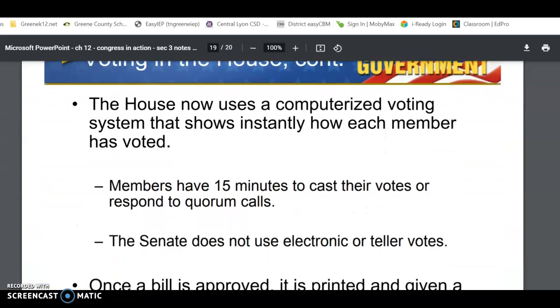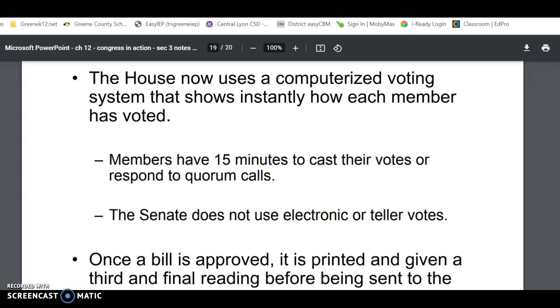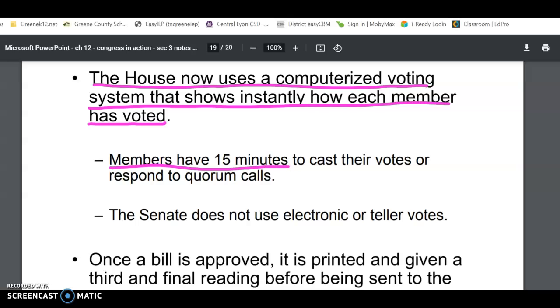So same heading, voting in the House continued. The House now uses a computerized voting system that shows instantly how each member has voted. And if you've ever watched a vote in real time, it'll pop up on the TV screen and show how many people are voting and who's voting at when. So members have 15 minutes to cast their votes. The Senate does not use electronic or teller votes. That is only in the House.